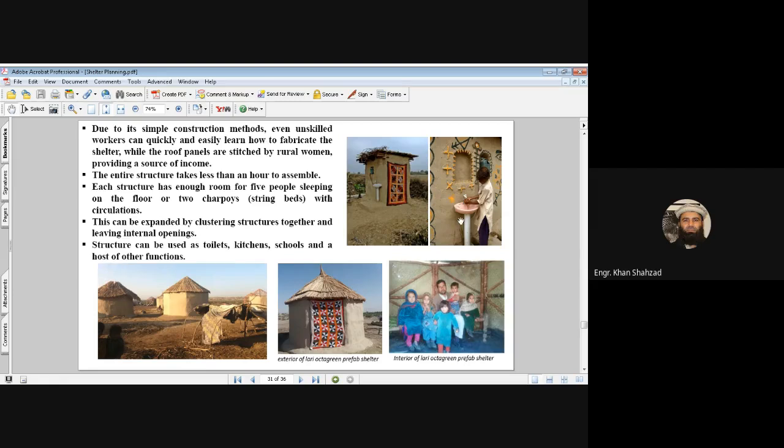Here you can see this is the washroom. This is the interior of the Lari Octagon prefabricated shelter. This is the exterior of the Lari Octagon prefabricated shelters. So now if you can see, even the aesthetics of these are good. This is not looking bad.